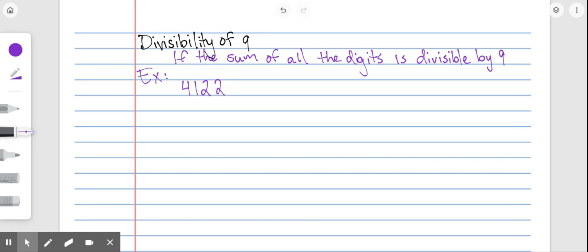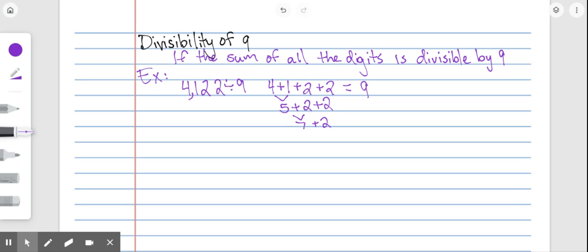4,122. Now I'm going to add all the digits together. 4 plus 1 plus 2 plus 2. 4 plus 1 is 5, plus 2, plus 2. 5 plus 2 is 7, plus 2 is 9. And since 9 is divisible by 9, I know that this one is divisible by 9.